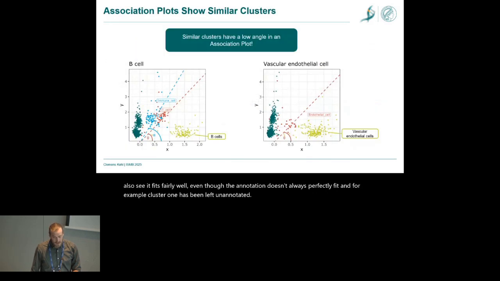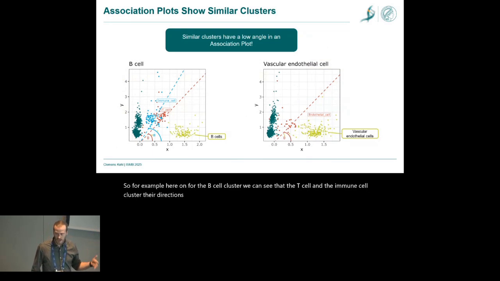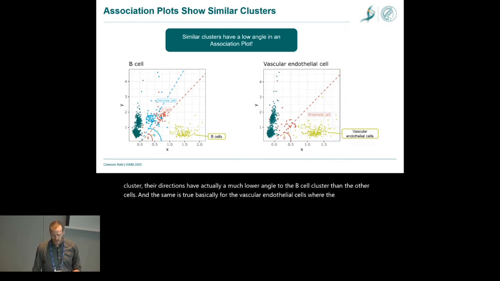Another nice thing is that we can actually see other similar clusters in these association plots. So for example, here for the B cell cluster, we can see that the T cell and the immune cell cluster directions have a much lower angle to the B cell cluster than the other cells. And the same is true basically for the vascular endothelial cells, where the endothelial cluster direction has a lower angle to the cluster.